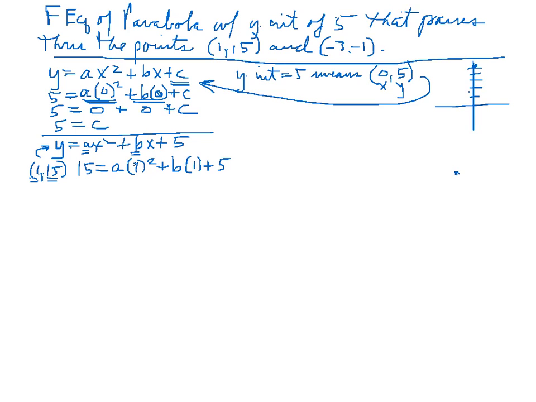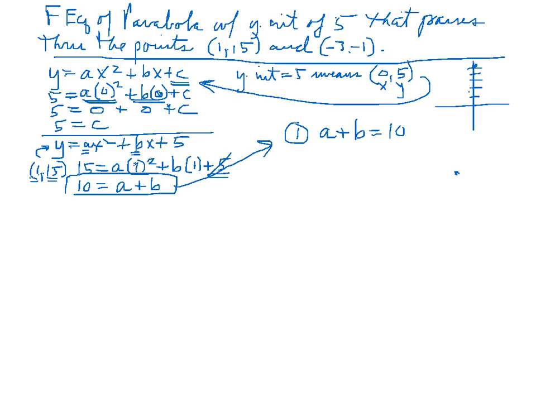That becomes, well, do you see we're going to subtract 5 to get rid of this. So subtract 5 from the 15, you get 10. That's equal to 1 squared is 1, so we get 1a. 1 times b is plus b. So we get this first equation, a plus b equals 10.